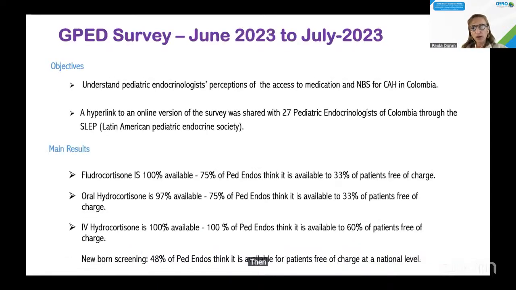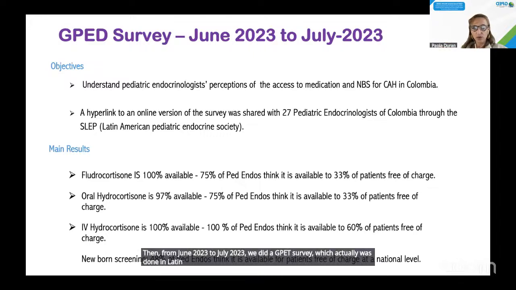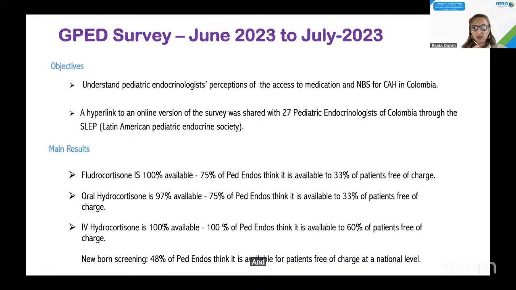Then from June 2023 to July 2023, we did a GPED survey, which was actually done in Latin America for the Latin American Pediatric Endocrine Society, but I am only going to talk about the results in Colombia. This survey was to understand the perception of the pediatric endocrinologists on access to medication and newborn screening.